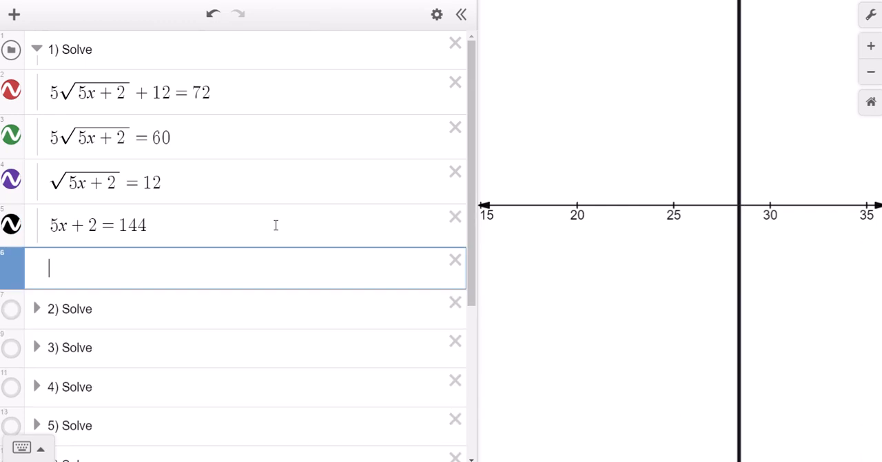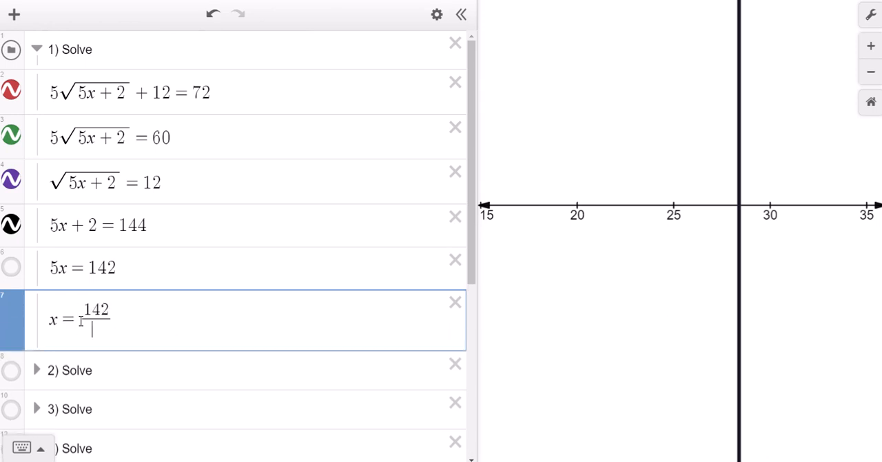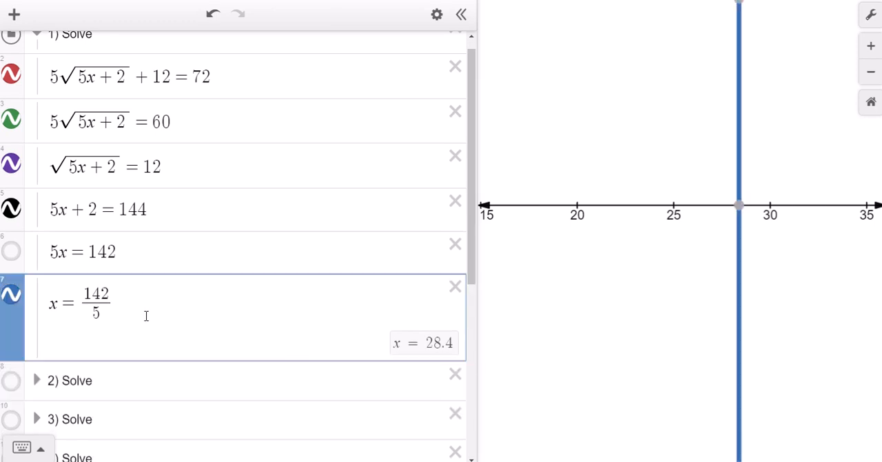Next thing I'll do is take away 2 from both sides. I'm going to say that 5x is equal to 142. And you can see now there's a new red line there. That's the same. And my last step is I'm going to divide both sides by 5. So I'm going to get that x is equal to 142 over 5, and I'll press enter. It tells me here that my answer x is 28.4 expressed as a decimal, or it's 142 fifths.